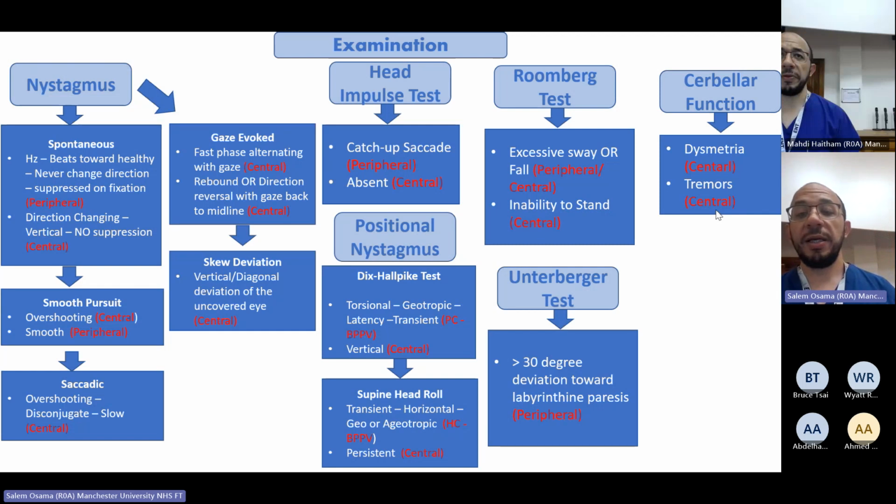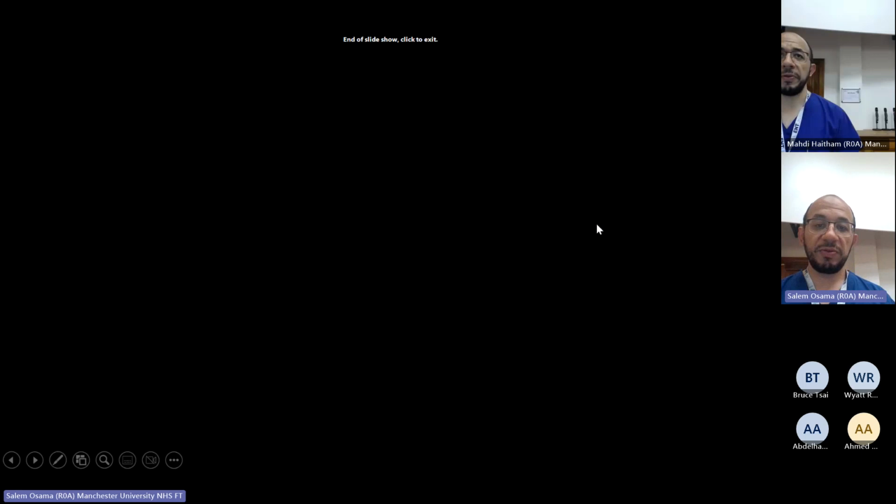Usually the patient starts to deviate more, around 30 degrees, toward the site of labyrinthine paresis. And the last thing is the cerebellar function test, to assess if there is any dysmetria or any tremors. And this will definitely be concerning for a central lesion. So I'm just trying to give an idea of how to approach it in terms of history and examination. And I'm happy if anyone has questions that we can go through.